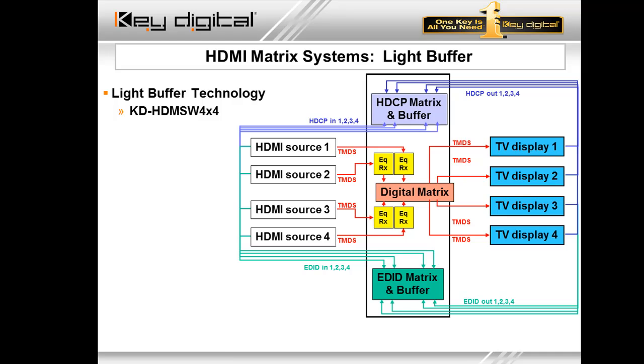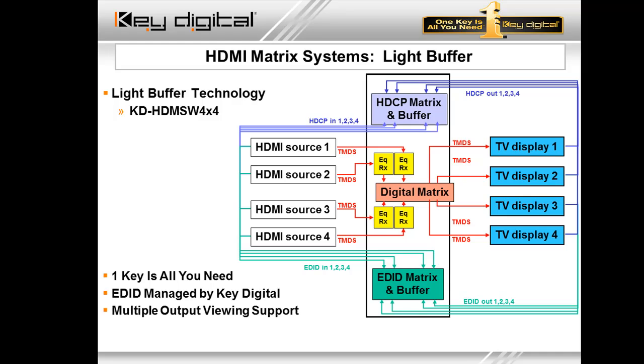Again, making a product to meet certain price point. Here's what this means for you. We equalize the incoming signal. It is still 1 key is all you need. What does that mean? Because we are the authentication point for the handshake handling, because we are an HDCP repeater, the source is only utilizing 1 key at any time, no matter how many displays are viewing it. We are the police for HDCP, ensuring that they are all compliant if they are viewing HDCP content. The EDID is managed by Key Digital, as we discussed.